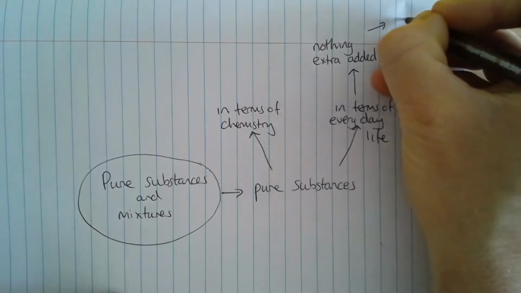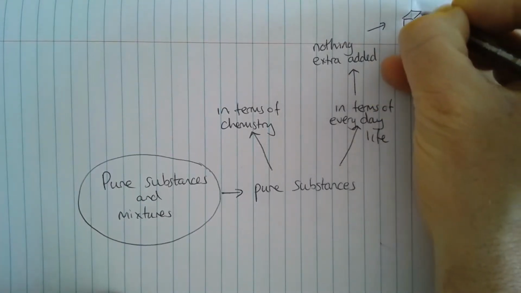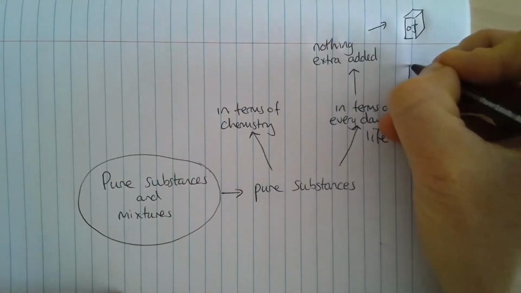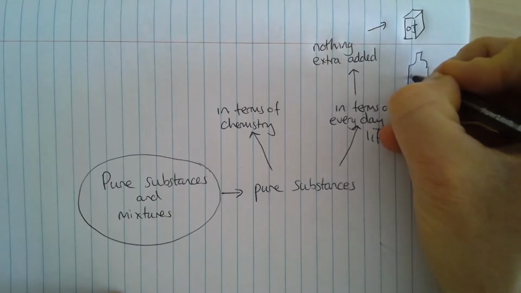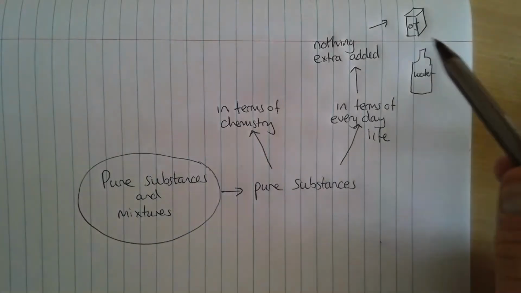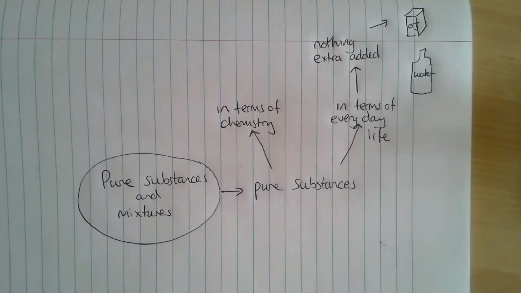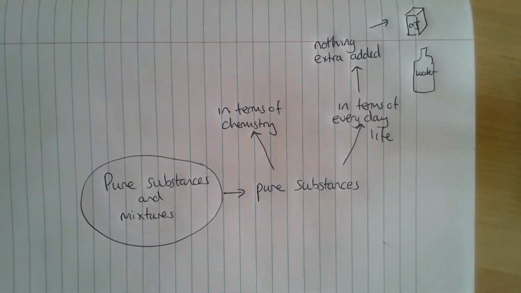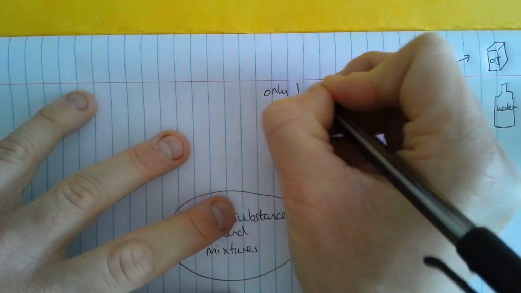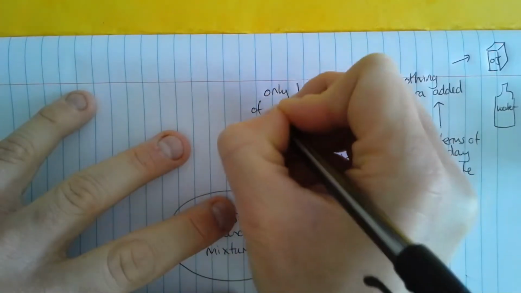So an example of that, I'm just going to draw a carton of orange juice there, and you also might want to draw a bottle of water. So these are substances that have more than one type of chemical in them, but they haven't had anything extra added to them. So in the case of pure orange juice, no extra sugar. In the case of mineral water, no other chemicals have been added to it other than as it's been extracted from the ground. In terms of chemistry, it means only one type of particle present.